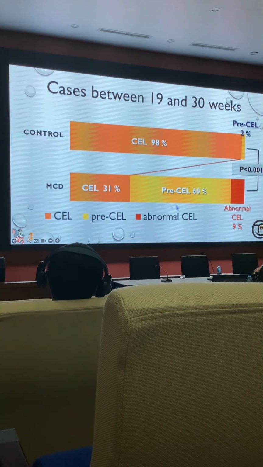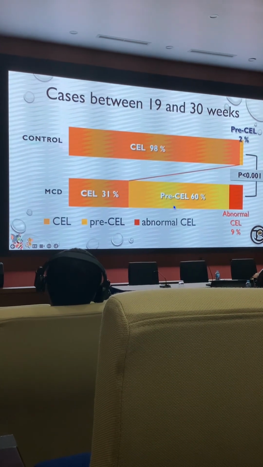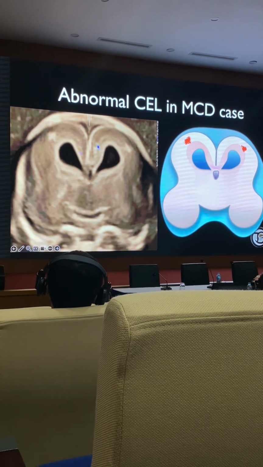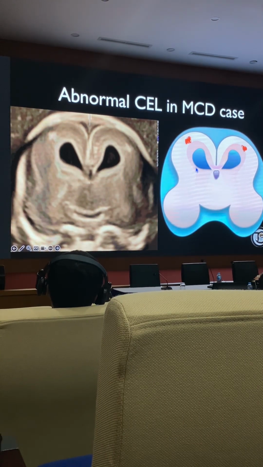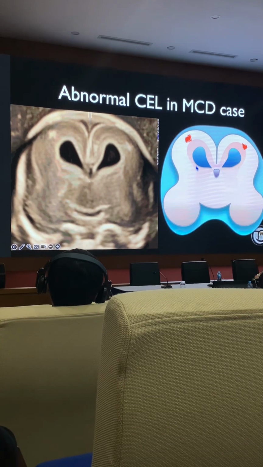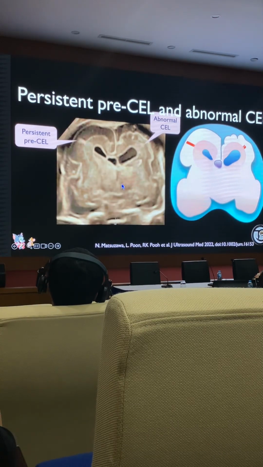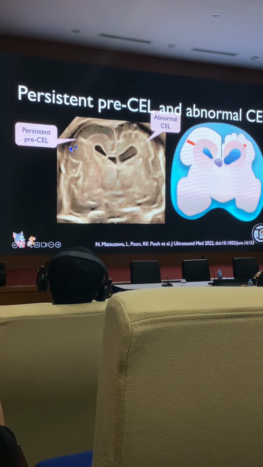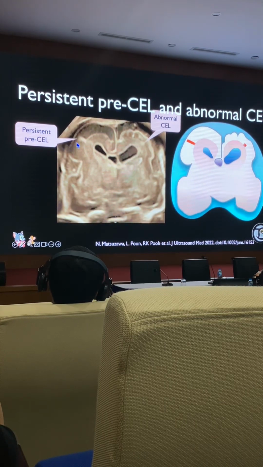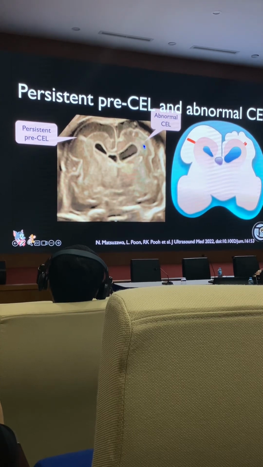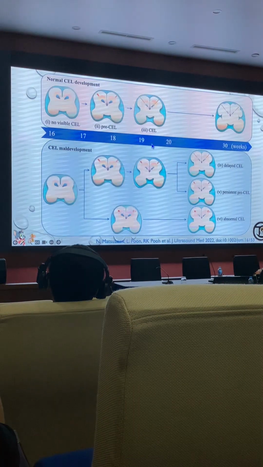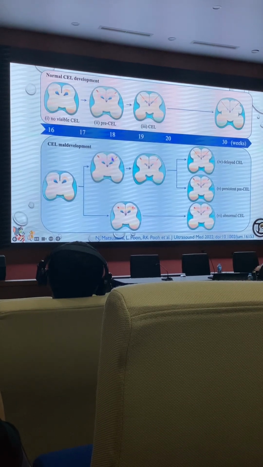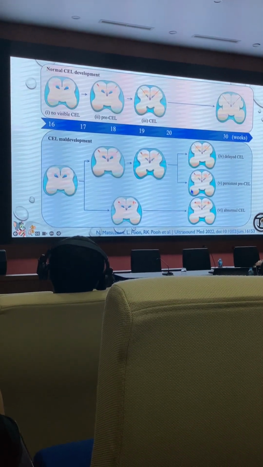Pre-CL has been observed in 60%. Also, the abnormal CL, like that, is only in the MCD group. And here you can see the case of cytomegaloviral infection. You can see the persistent pre-CL and abnormal CL on the other side. So this is a summary slide of normal CL development and CL maldevelopment, okay?